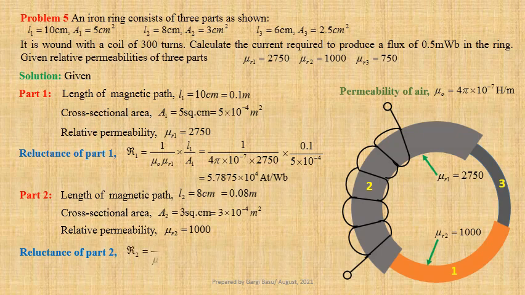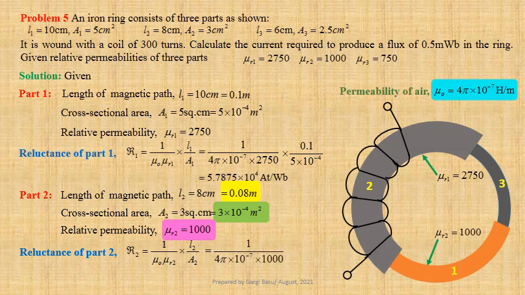R2 equals 1 upon μ0 μr2 into L2 by A2. Using values we get 1 upon 4 pi into 10 to the power minus 7 into 1000 into 0.08 by 3 into 10 to the power minus 4. That gives us 2.1221 into 10 to the power 5 ampere turns per Weber.